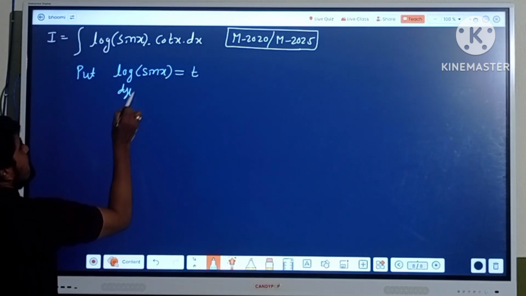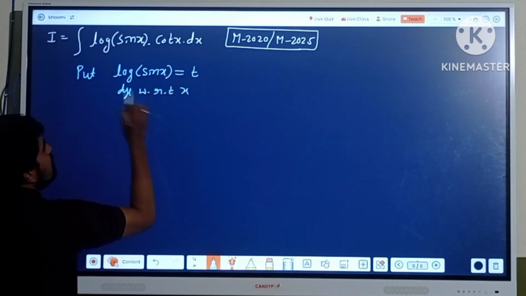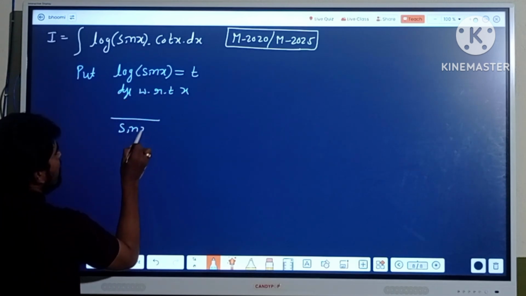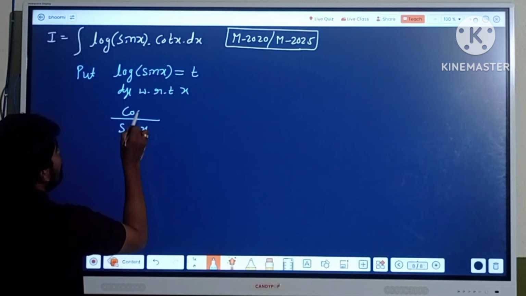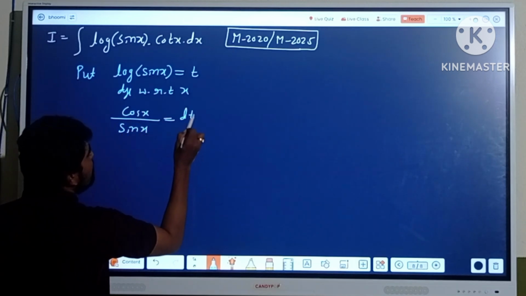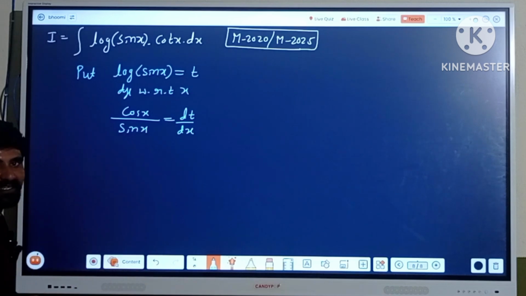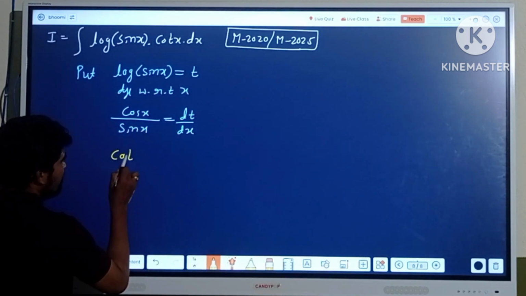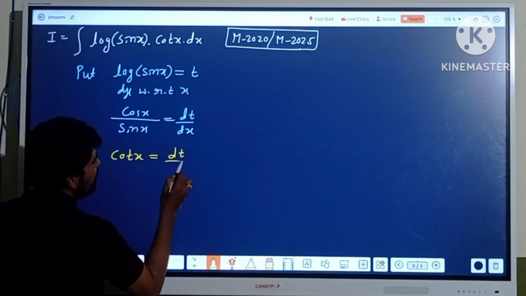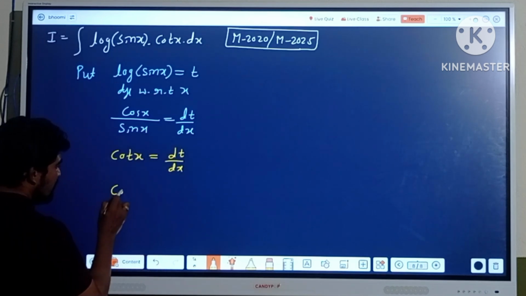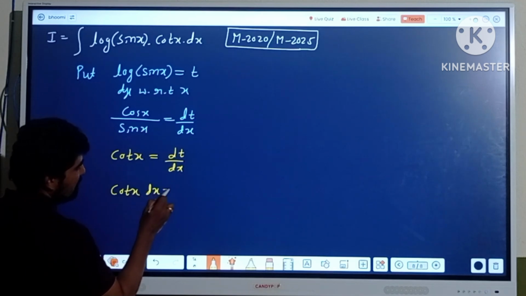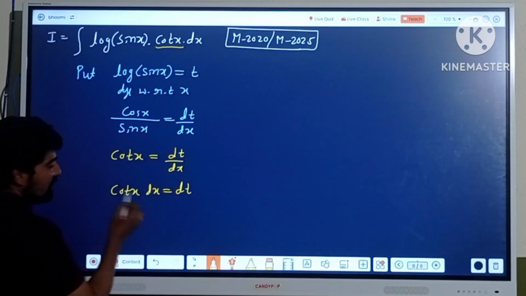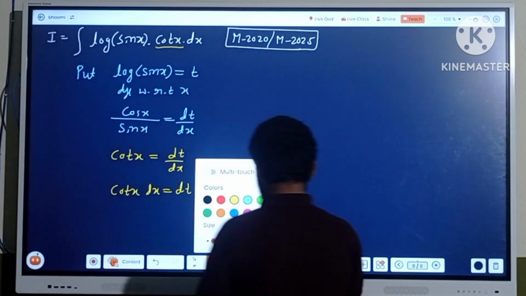Differentiate with respect to x. The derivative of log sin x is 1 divided by sin x, and then the derivative of sin x is cos x, which is equal to dt by dx. See here, we know that cos x by sin x is cot x, which is equal to dt by dx. By cross multiplication, cot x dx is equal to dt. So finally we got the second function, that is cot x dx.